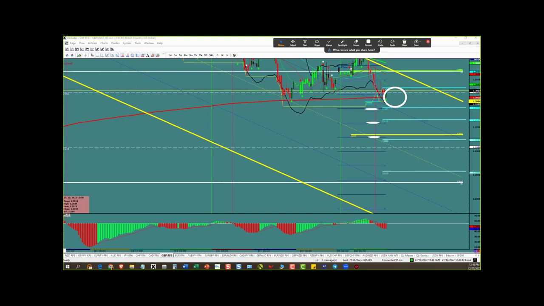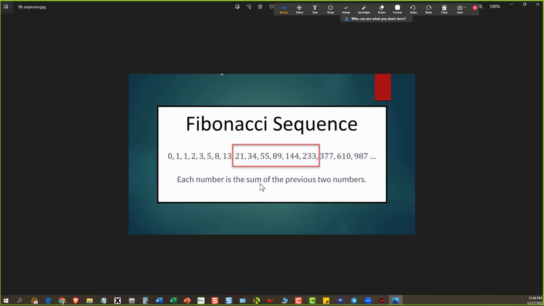Let me show you the Fibonacci sequence. All right, so this is the Fibonacci sequence: 21, 34, 55, 89, 144, 233, all right? These are the banker's numbers. They follow the math. You have to follow the math. At 55 pips, they can trade. Why? Because there's no reward for the risk at lower than that at their level.